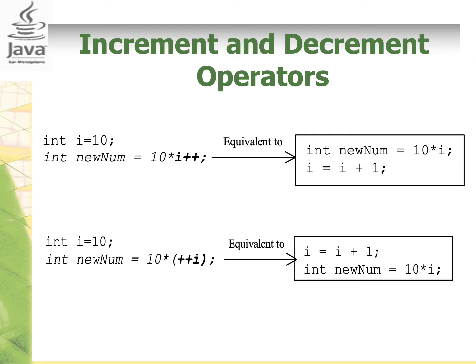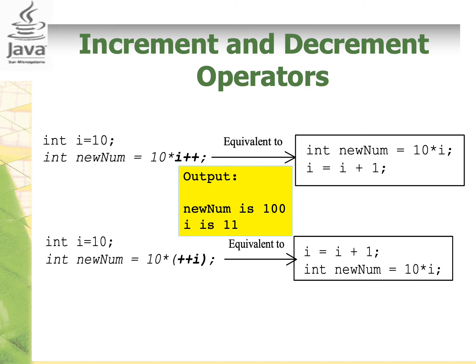Let's look at another example on increment operator. Here we have int i = 10, int newNum = 10 * i++. What do you think will be the output of newNum? And what is the last value of variable i? We will get newNum = 10 * 10 = 100. Because we have i++, i is increased by 1 after the calculation. So the final value of i is 11.